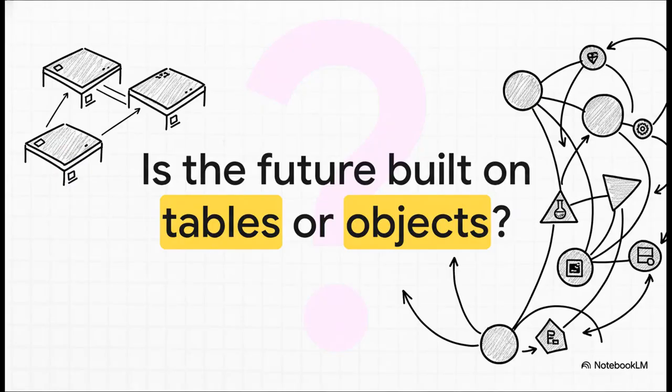And that really brings us to the final question, the one to chew on. The data we create every single day, from our social networks to scientific discoveries to massive engineering projects, it's all getting more and more complex, more interconnected. The rigid structure of tables served us well for a long, long time. But as we try to model these increasingly complex systems, you have to wonder, is the future of data built on those simple, flat tables or on these dynamic, living objects? Something to think about. That's all for this explainer.